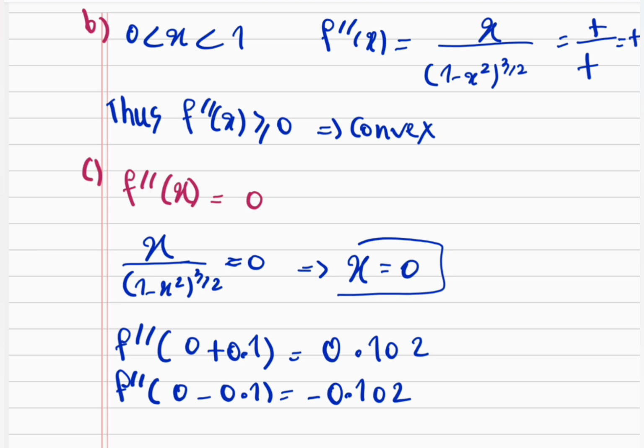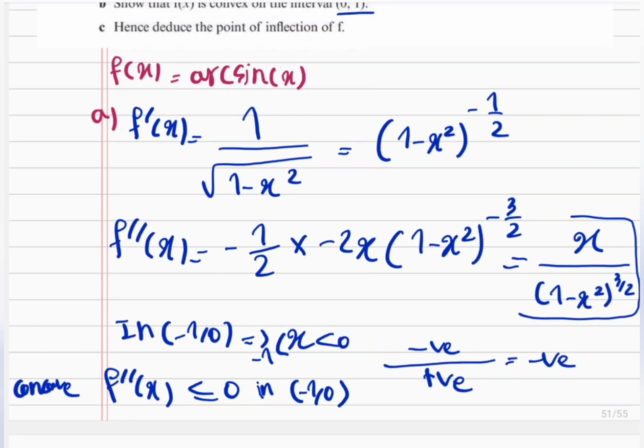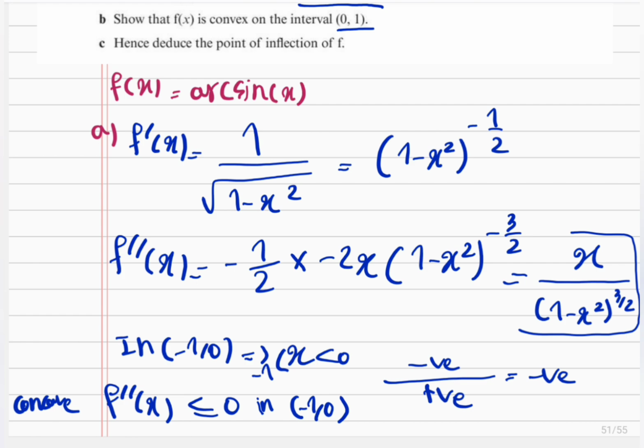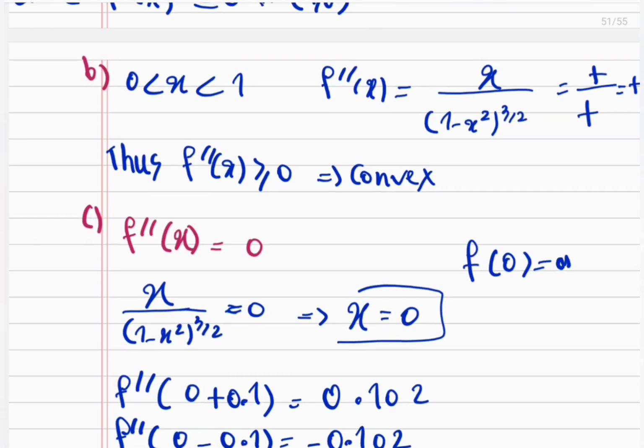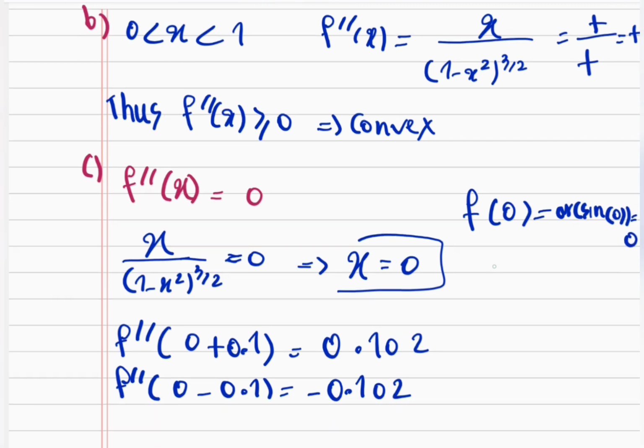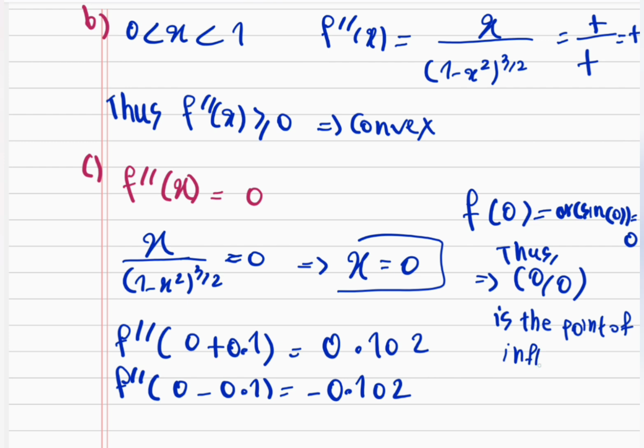Because remember, we need to find the y coordinate. In order to find the y coordinate, we just find f of 0. So we just find arc sine 0, which is 0. So the point of inflection has coordinates 0, 0, and that's the origin. So this is the coordinates of the point of inflection. Thus 0, 0 is the point of inflection after all these steps.